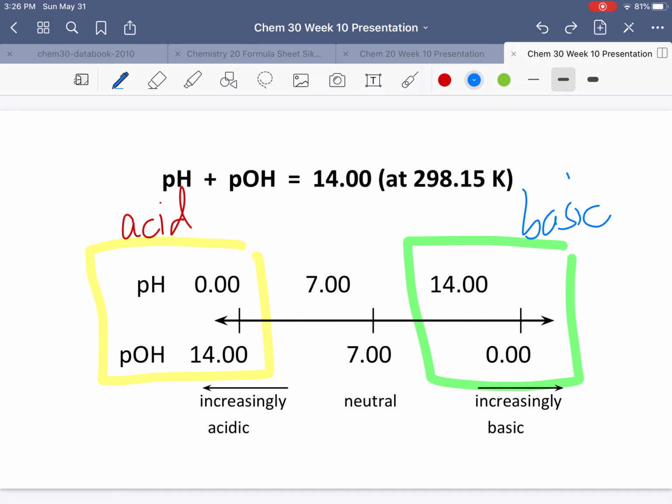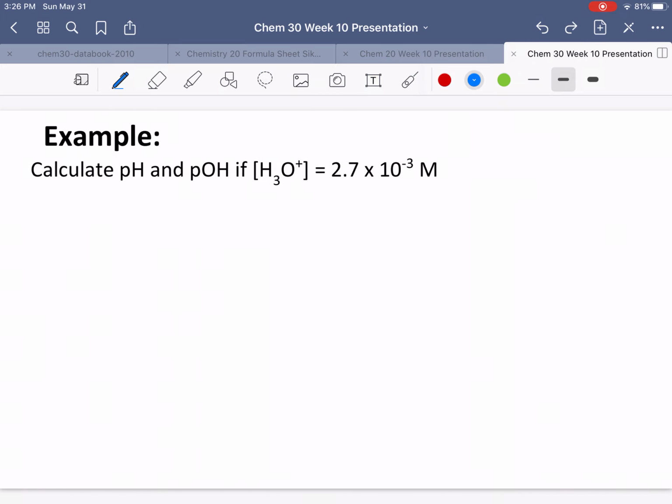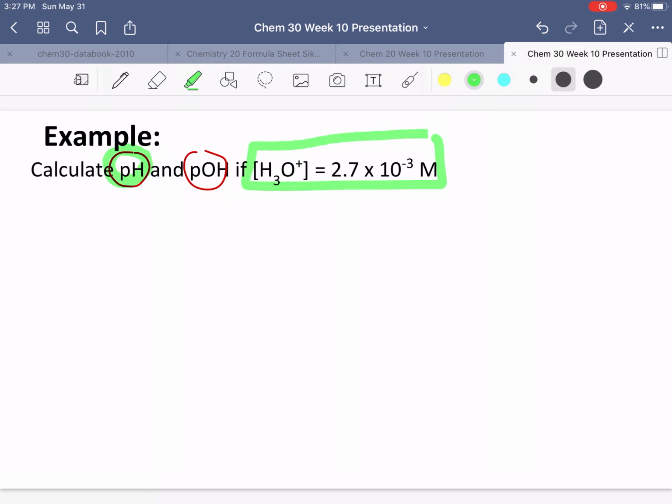Okay, let's try another question where we incorporate those new formulas. Check out this one. This one asks you to find not just a pH and not just pOH, but both. And all that you've been given is hydronium. Well, hydronium is super useful when it comes to pH, but is not directly related to pOH. So keep that in the back of your mind. We need to do something to get to hydroxide concentrations.